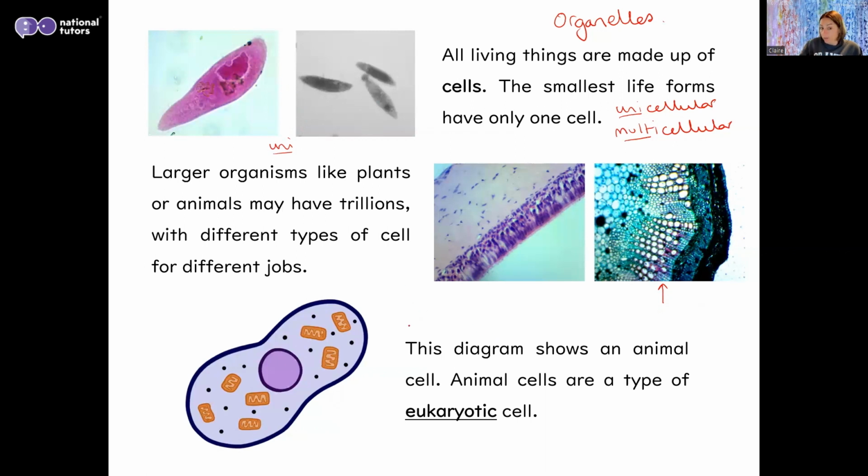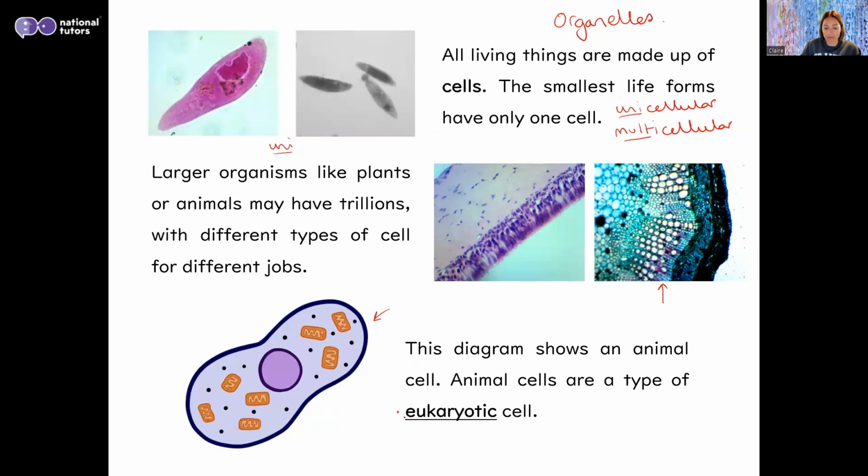So again, images here show you real life examples of what cells can look like. So you can get the real life ones and you can get the cartoon ones. Okay. So this one here is a diagram, shows an animal cell. Animal cells are a type of eukaryotic cell.